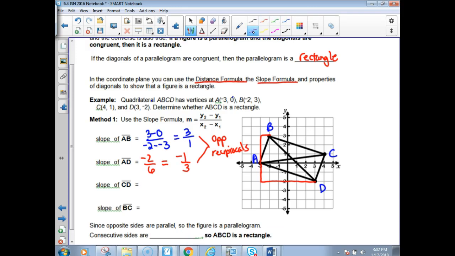I'm going to continue on now and find the slope of CD, and I'm just going to go over here and count. To go from D to C, I would climb up 3, right 1, so the slope is 3 over 1. If I wanted to go from B to C, I would go down 2, right 6, so that's -2 over 6, which is -1/3. These are also opposite reciprocals.